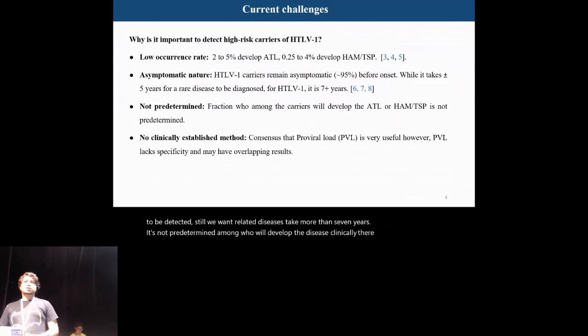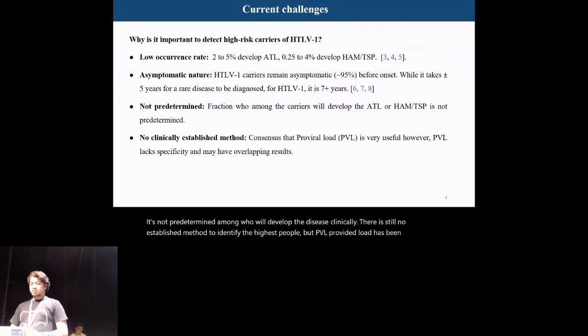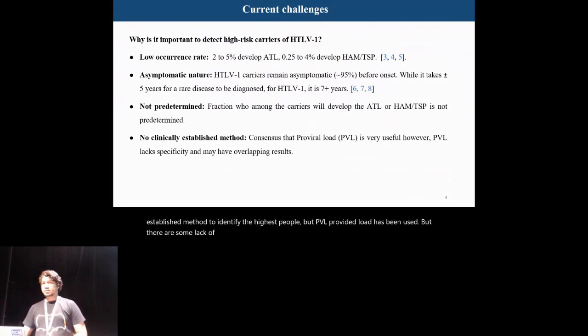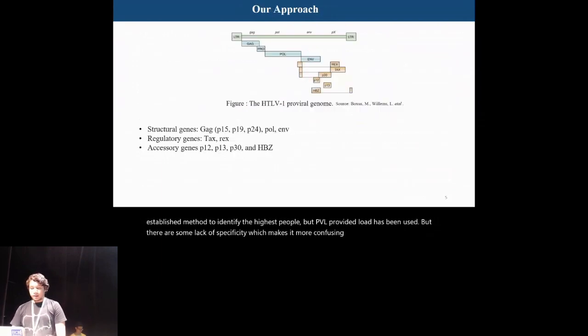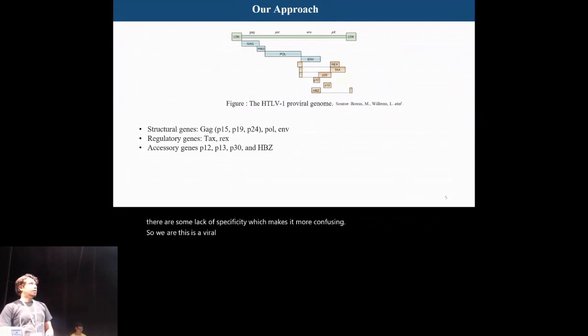Clinically, there is still no established method to identify the high-risk people, but PVL, proviral load, has been used. But there is some lack of specificity, which makes it more confusing. So this is a proviral genome, 9 kilobase per LTR, and the list of structural, regulatory, and accessory genes.